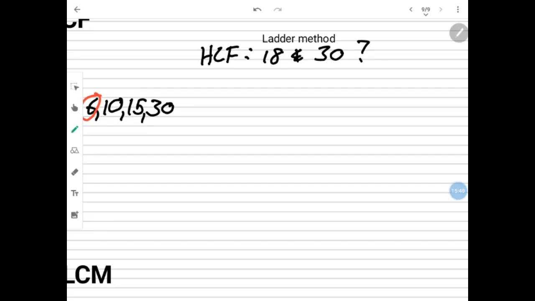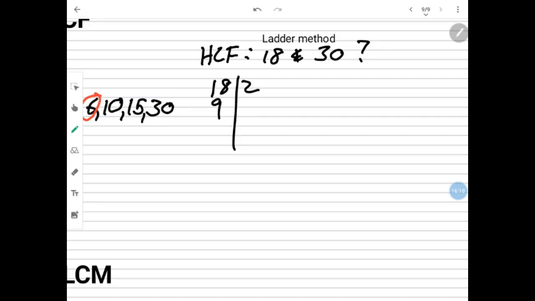Now the ladder method works like this. It looks like a ladder. We write 18 down there, draw a straight line down. Then we start using the prime numbers that can go into 18. We start with the smallest prime number, which is 2. So 18 divided by 2 is 9. Then can 2 divide into 9 again? No, 2 can't go into 9.